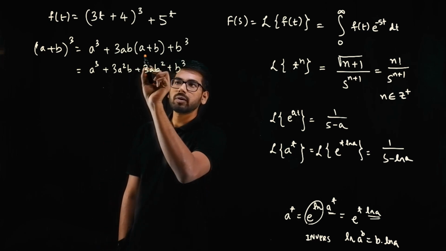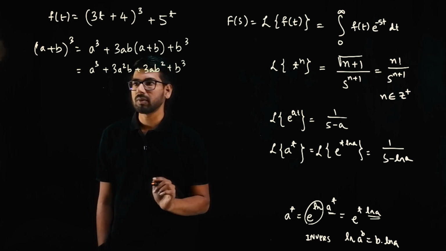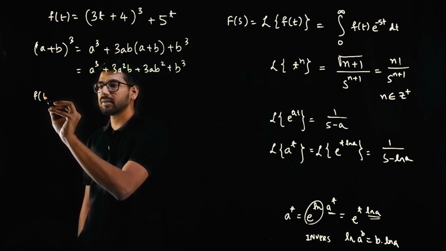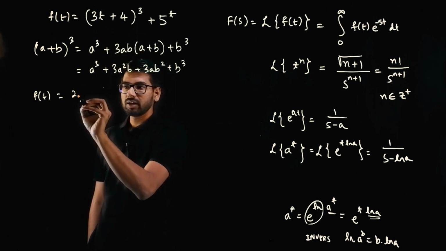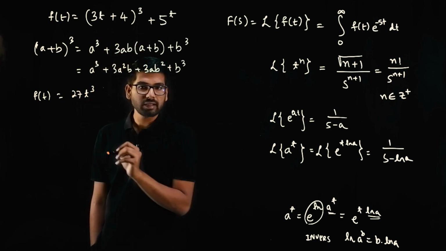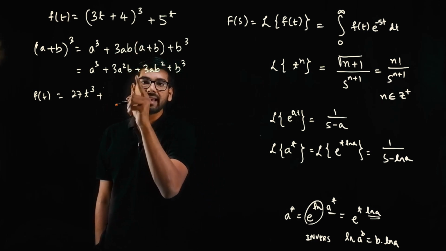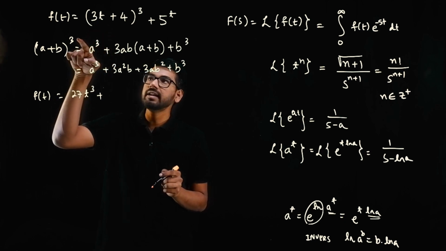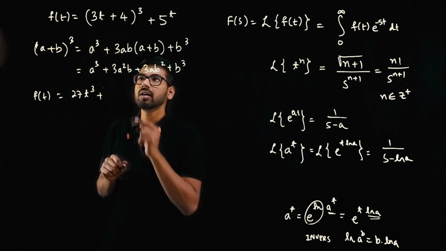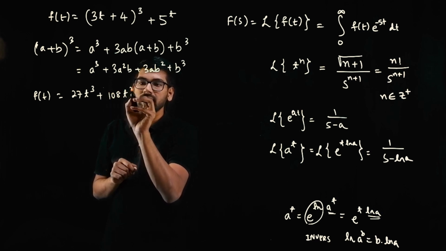I don't want bracket terms here. I want individual terms. That will be easy to take Laplace transform. So using this formula, f of t can be written as a cube, which is (3t) whole cube, which is 27 t cube. 3 cube is 27, t cube is t cube, plus 3a square b. So a square is (3t) square is 9t square. 3 times 9t square times 4 is another 27, 27 times 4 is 108. 108 t square.